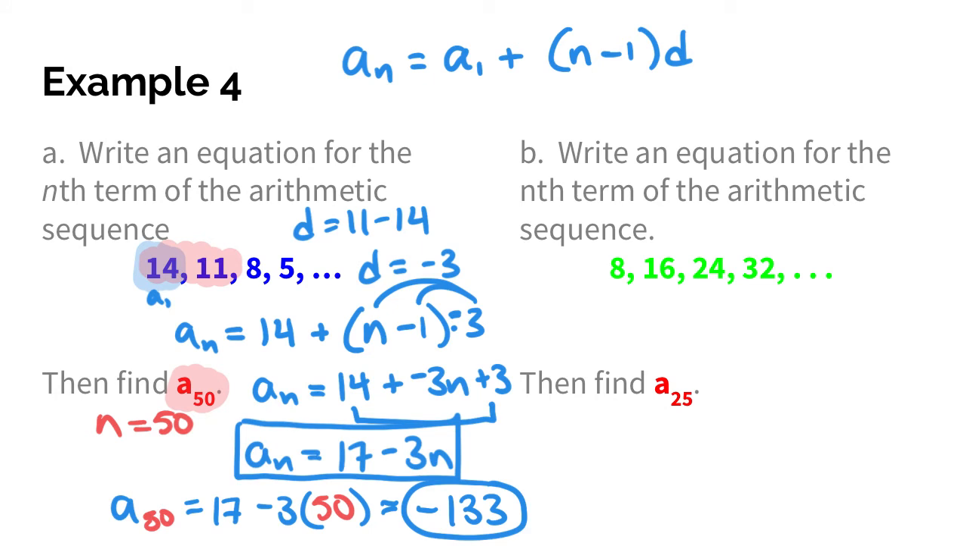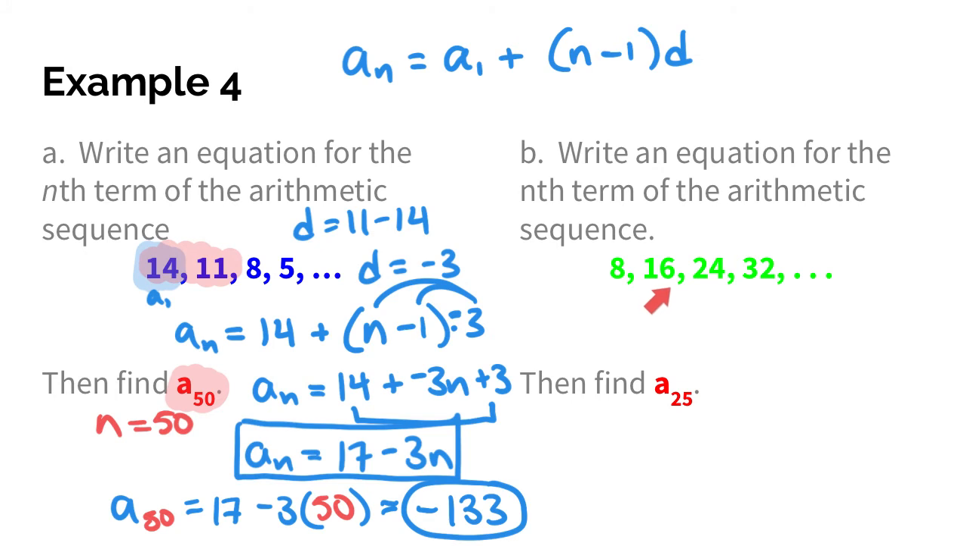So again, what we did is take our equation for an arithmetic sequence. We identified our key terms, like our first term, A1, the common difference. We then wrote our equation and used it to find the 50th term. So we're going to do the same thing here in example B. We are trying to find the 25th term given this sequence.